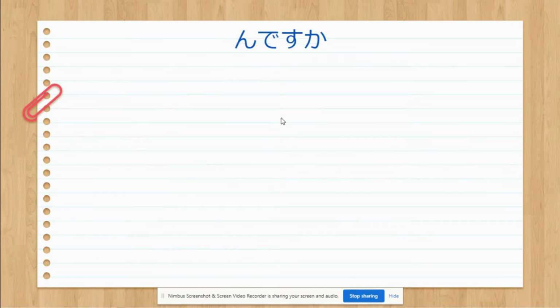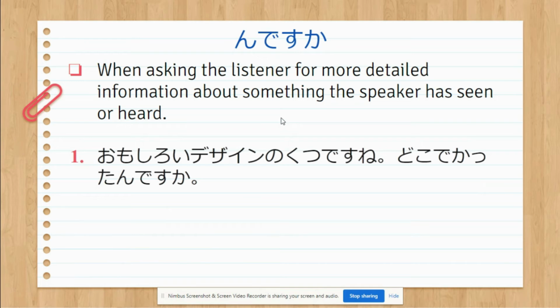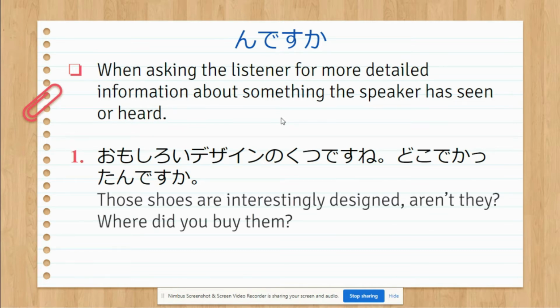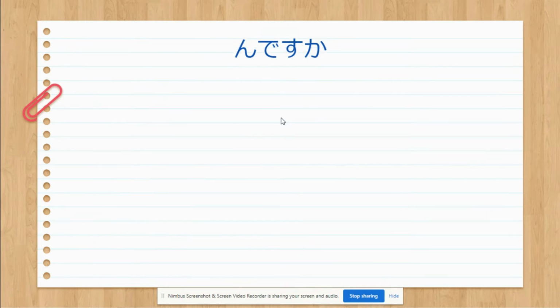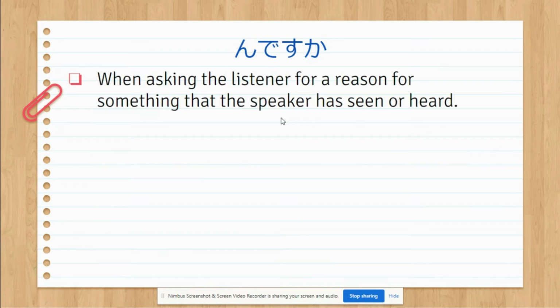The second one, you're asking for more detailed information. So what you will receive is an information. For these 2 questions, we don't use en desu for an answer. But for this other en desu ka question, when asking the listener for a reason for something that the speaker has seen or heard, you have to answer using en desu.